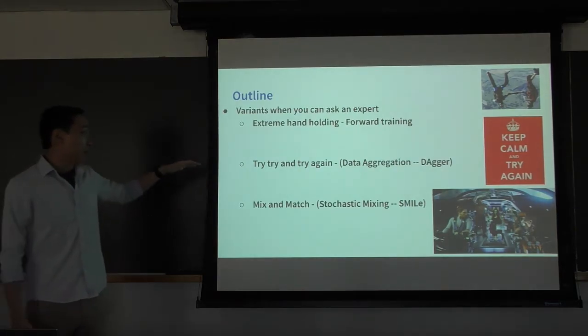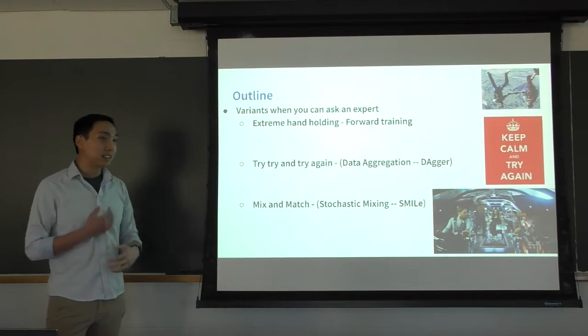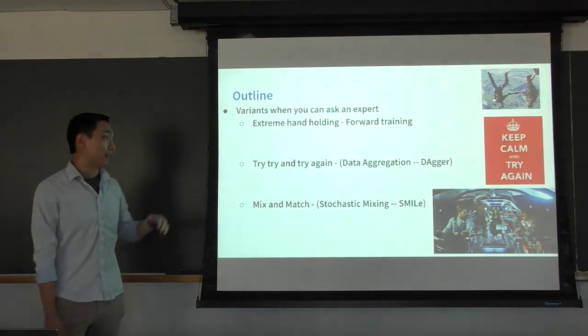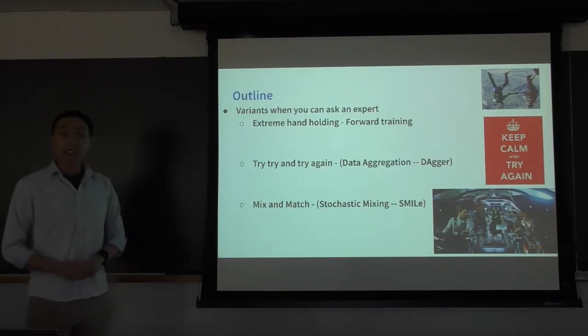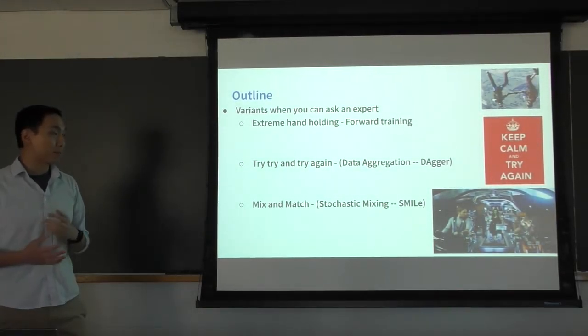And the next algorithm is called data aggregation, DAgger. What this does is basically you collect a lot of data, and how you collect that data is very crucial to the execution of DAgger. And finally, we have mix and match, stochastic mixing. This is a training method where you mix the policy.